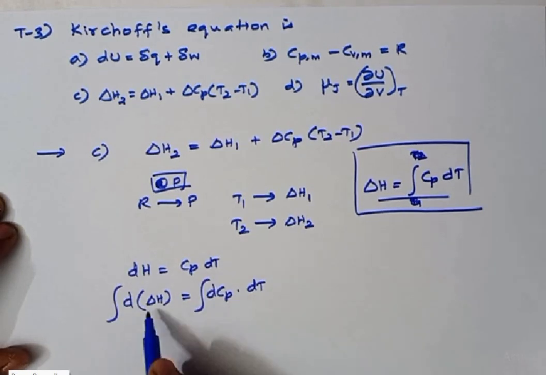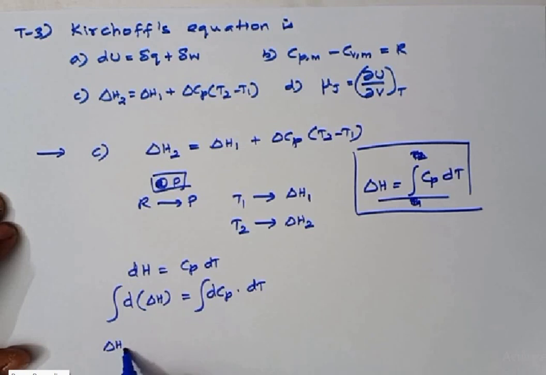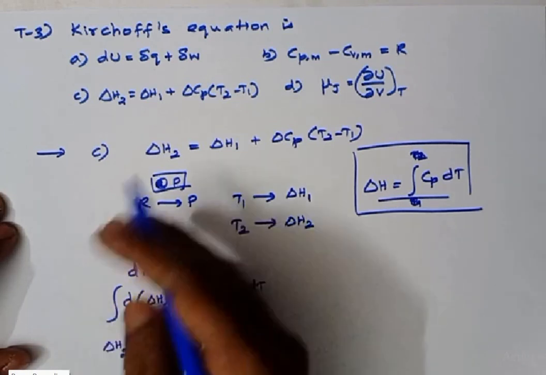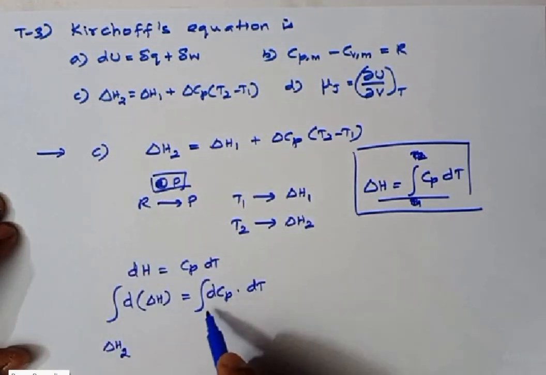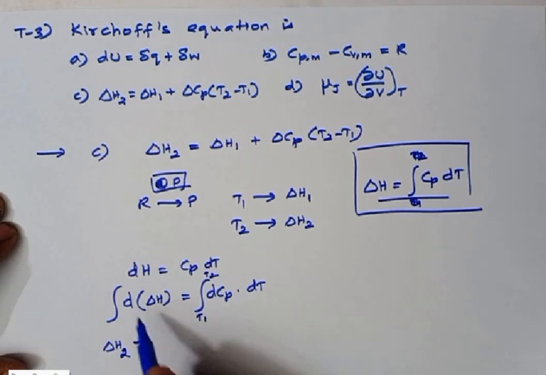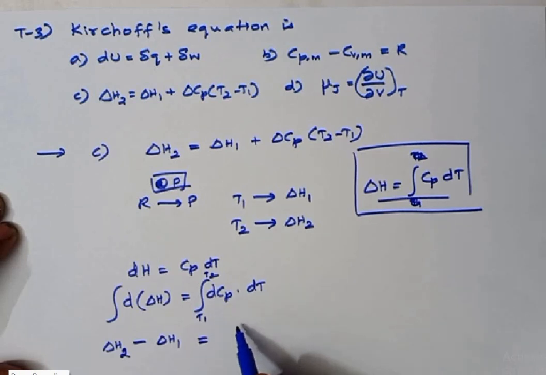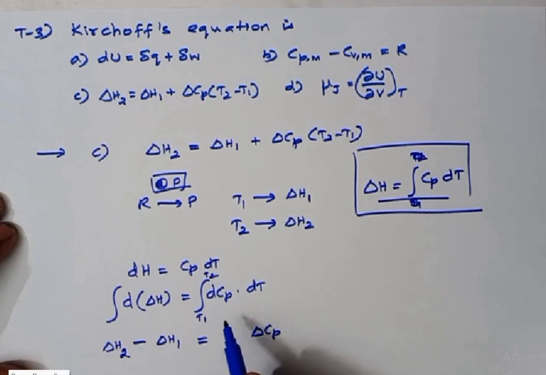So you'll get the enthalpy change at temperature T2. I'm just integrating from an initial temperature T1 to a final temperature T2, minus the enthalpy change in the initial state, that is delta H1, equal to the integral of delta Cp dT. Suppose we assume that delta Cp is constant, that is, independent of temperature.